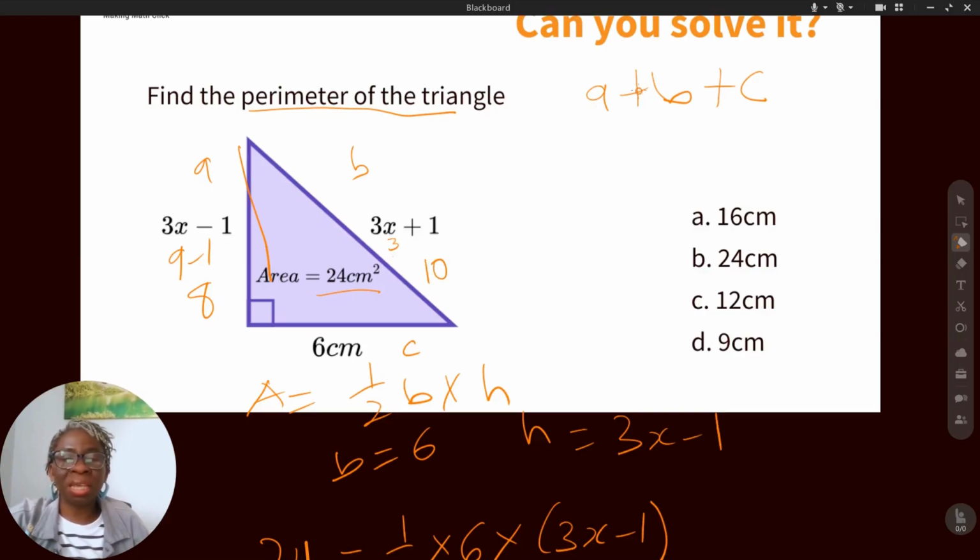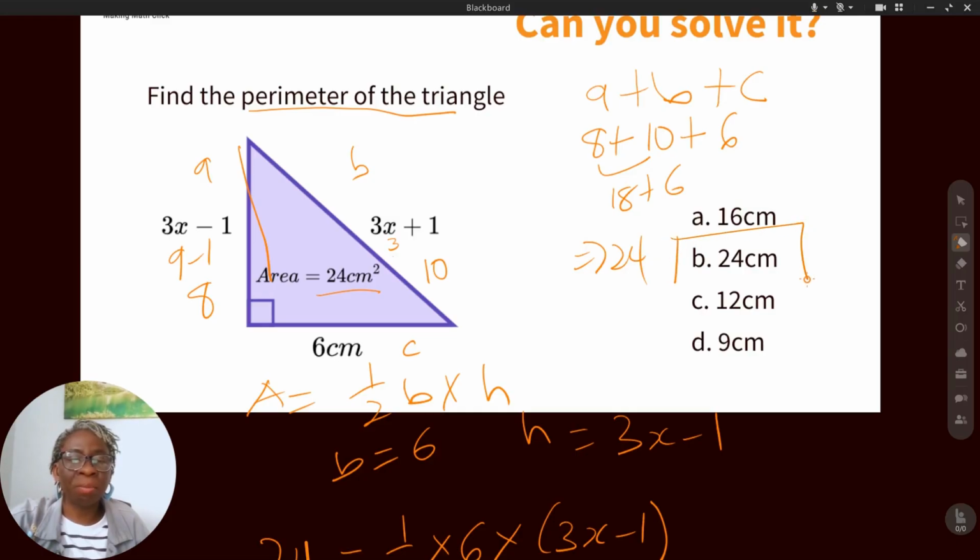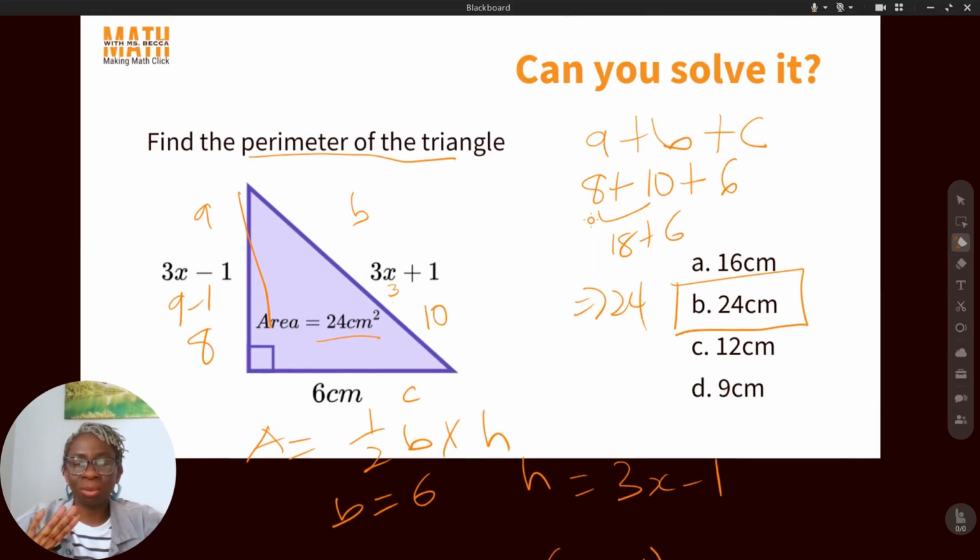So that means side A is 8, plus side B is 10, and then plus side C is 6 as we were given. So this becomes 18 plus 6, and this will be 24. So the correct answer, the perimeter, will be 24 centimeters. So that is how to solve this question.